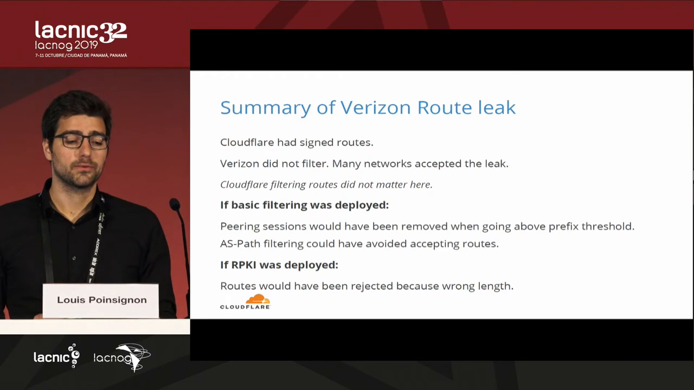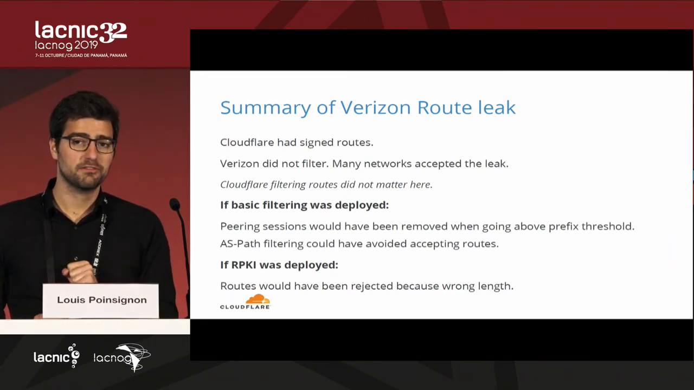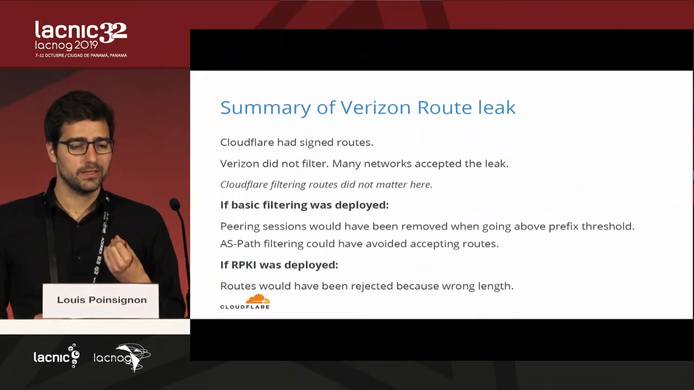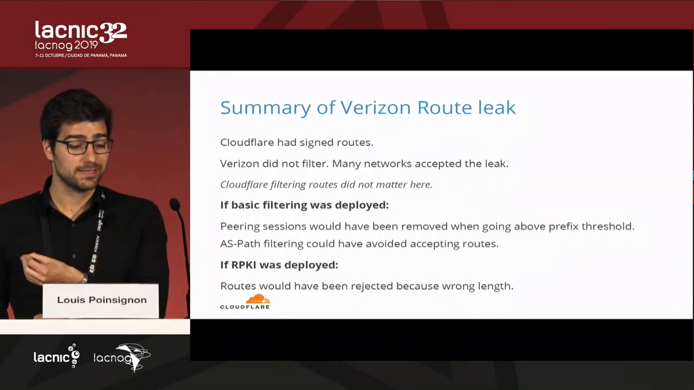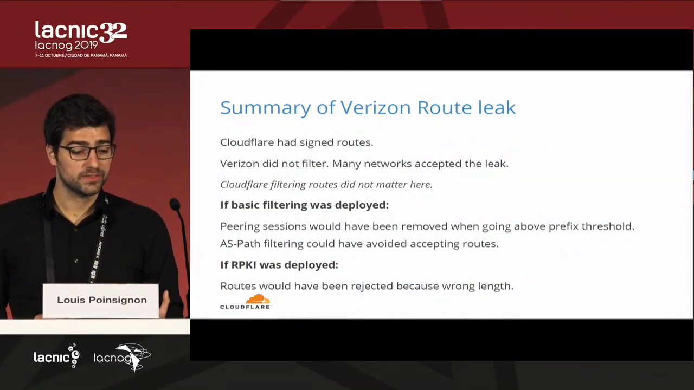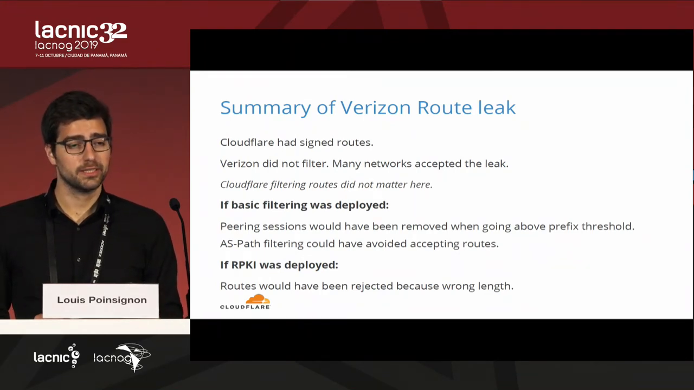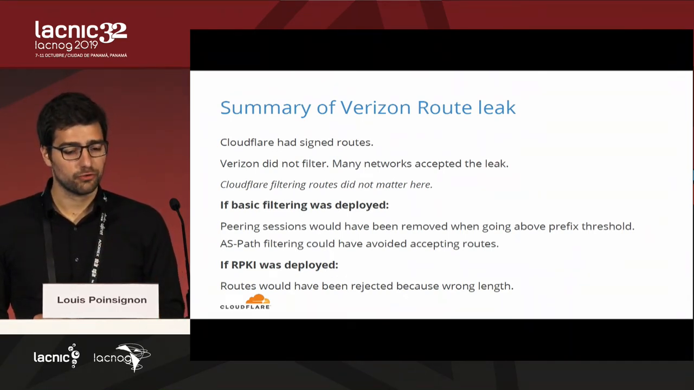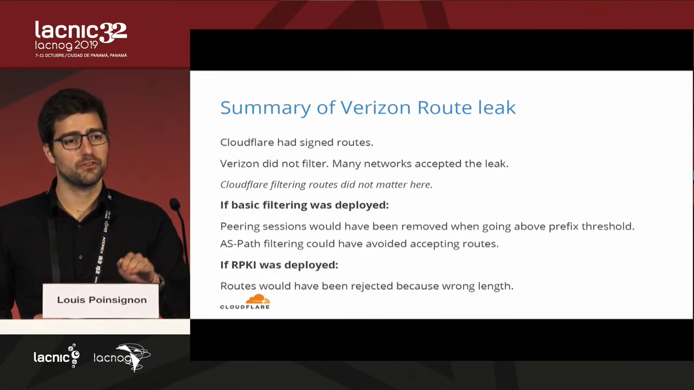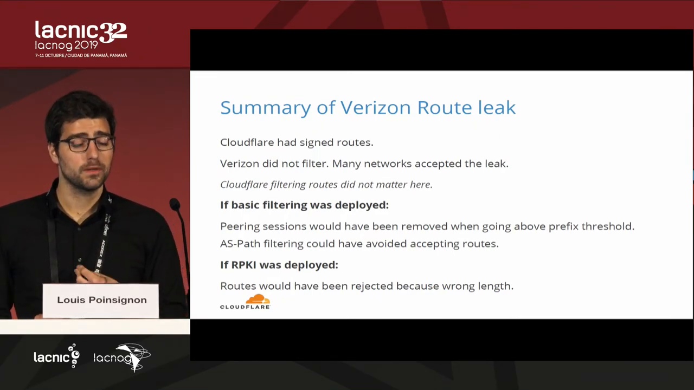We had signed this route, but Verizon did not filter. So you can sign the route, but if nobody is filtering, it's not useful. So only a handful of players need to be filtering, because the big players, if Verizon did not filter and many networks accepted the leak, that's what caused the issues. If any basic filtering had been deployed, this would not have happened. You can just set a prefix threshold. You cut the BGP session if you receive too many prefixes compared to the usual.